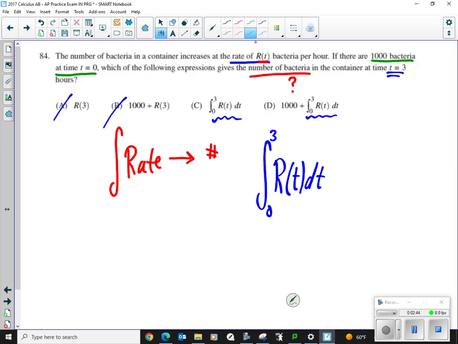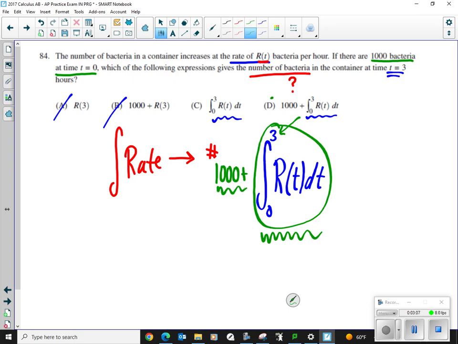So the million-dollar question is, which one is it? What I underlined in green, 1,000 bacteria at time 0. Before I even started with the rate, I already had 1,000 in there. So I want to make sure I include that 1,000 and then add it. Because at time 3, I'm going to have all of these plus the 1,000 I started with, choice D.